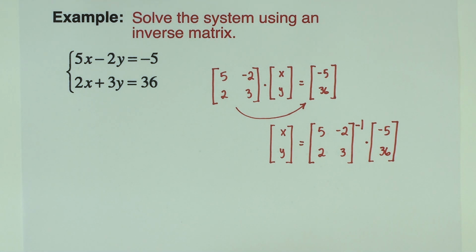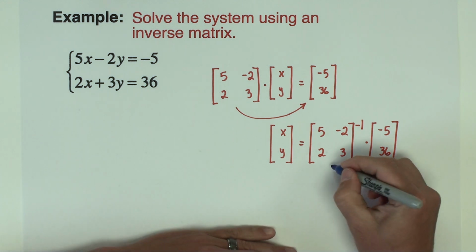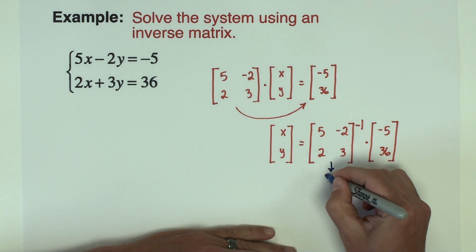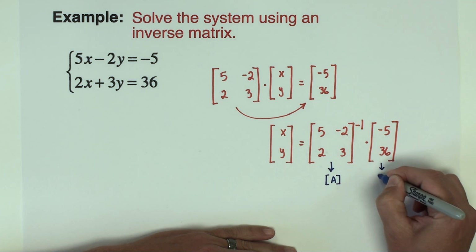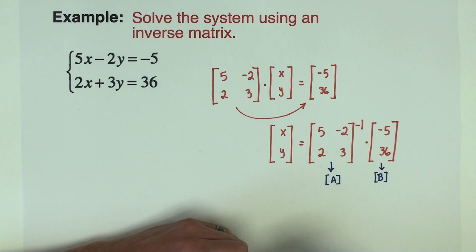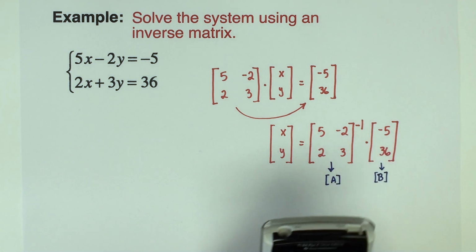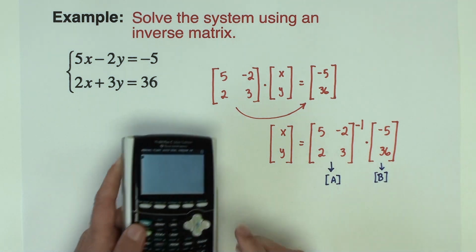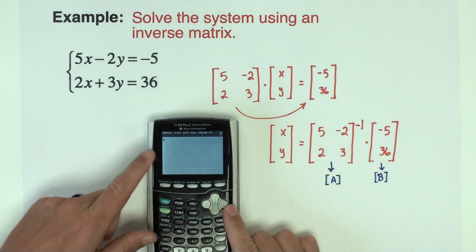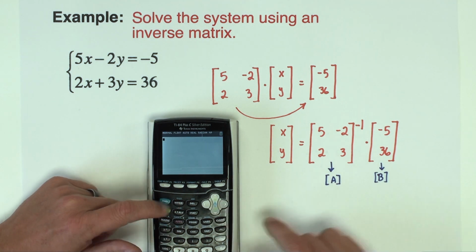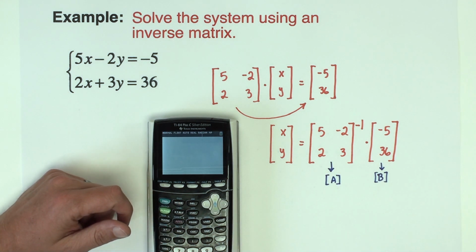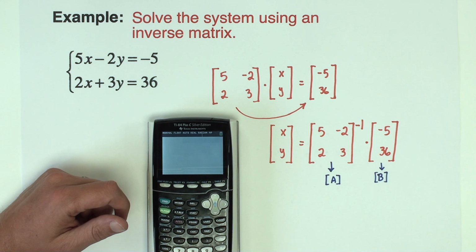And in my calculator, I am going to put this matrix under matrix A. I'm going to put this matrix under matrix B. So go ahead and do that on your own. I'm going to do it as well, and I will just kind of speed up the playback while I put these matrices into the calculator. Okay, so I have matrix A and matrix B inserted into the calculator.